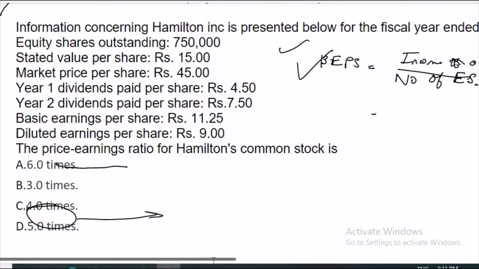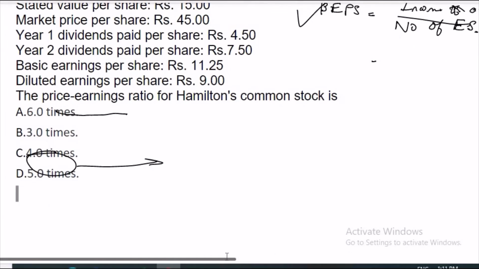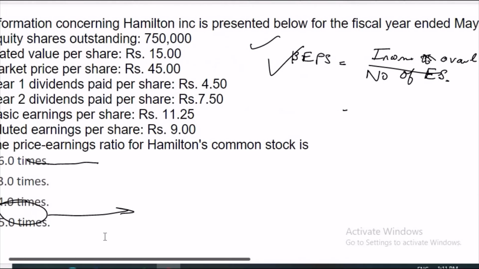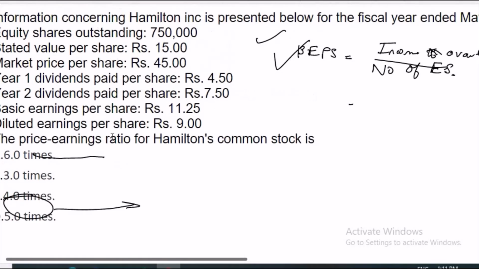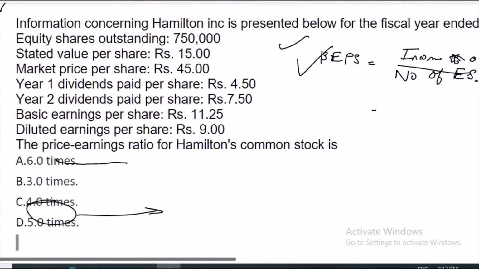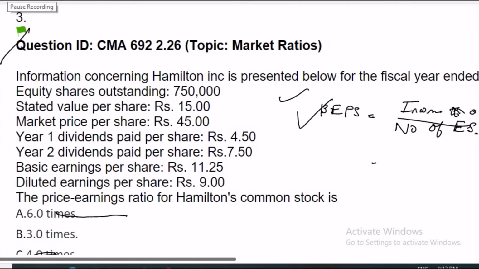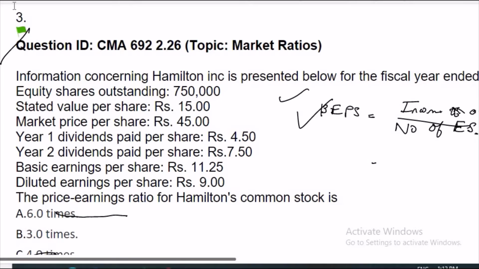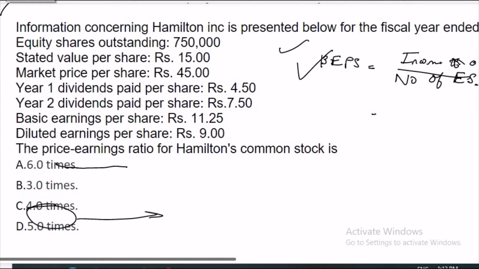The price earning ratio is, as we have learned, MPS upon EPS. The market price would come to 45, divided by the EPS, that is 45 and that is 5%. So next, dividend yield.